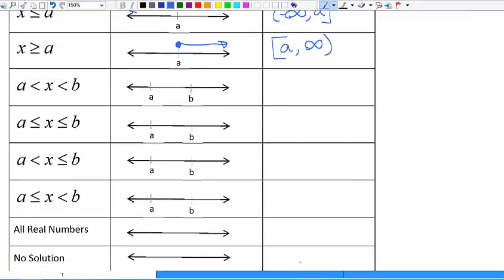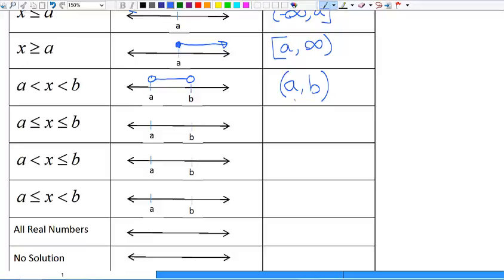Next, we have some compound inequalities. A is less than x, which is less than b. So a and b are both not included, and the x values are somewhere between a and b. So the interval notation is a, comma, b. They both get parentheses because you cannot include either a or b.